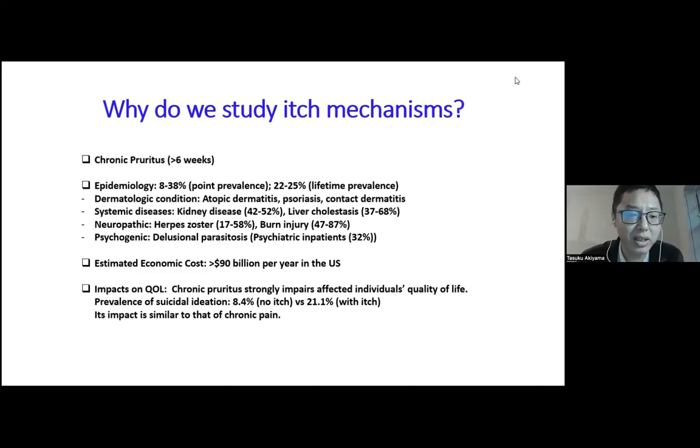Actually, chronic itch occurs from different conditions, for example, a dermatologic condition, a systemic disease, a neuropathic condition, or a psychogenic condition. The estimated cost of chronic itch is more than $90 billion per year in the US. Itch significantly affects the patient's quality of life. One study showed that the prevalence of suicidal ideation is about 21% with itch, and this number is similar to chronic pain.